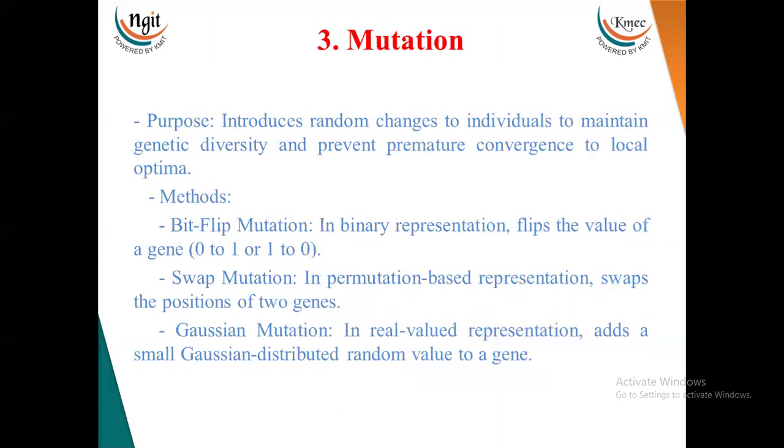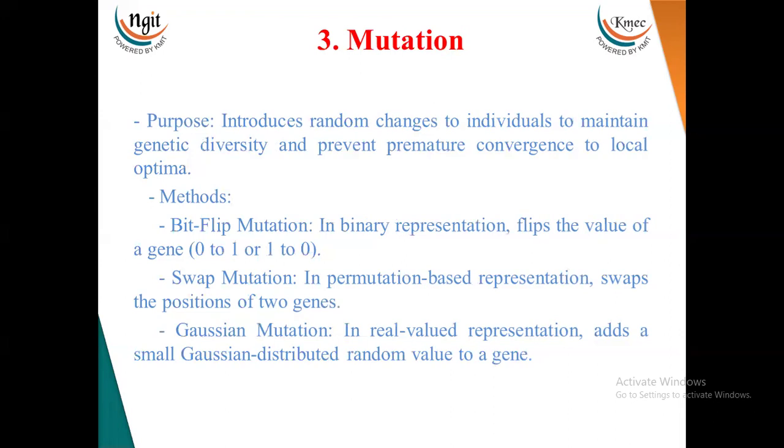Mutation. So what is meant by mutation? We will change the existing offspring. I got one child, and from that particular child, I'll change some of the behaviors. That is called mutation. So we have 3 types: bit flip, swap, Gaussian.